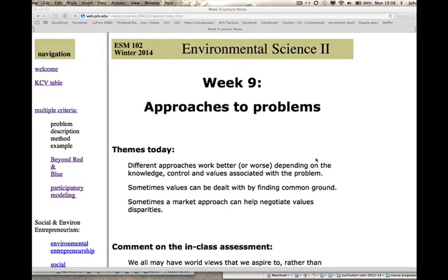Sometimes the values can be dealt with by finding a common ground that helps resolve some contentious values. And sometimes a market approach can be used to help negotiate those value disparities. And those are the two approaches we're going to look at today: multiple criteria, which I'm going to talk about in this first part of the lecture, and then social and environmental entrepreneurs, which I'm going to talk about in part 2.